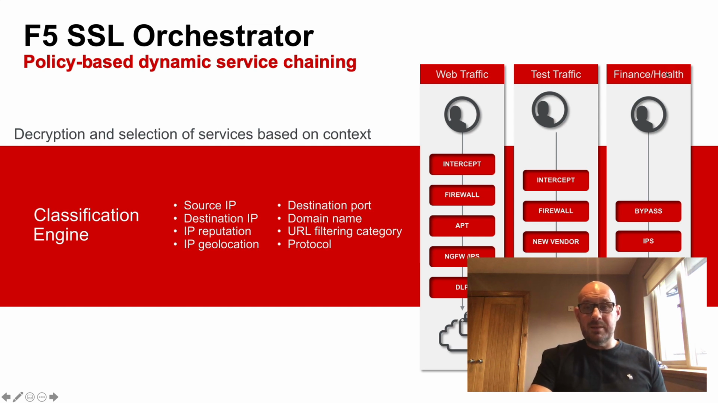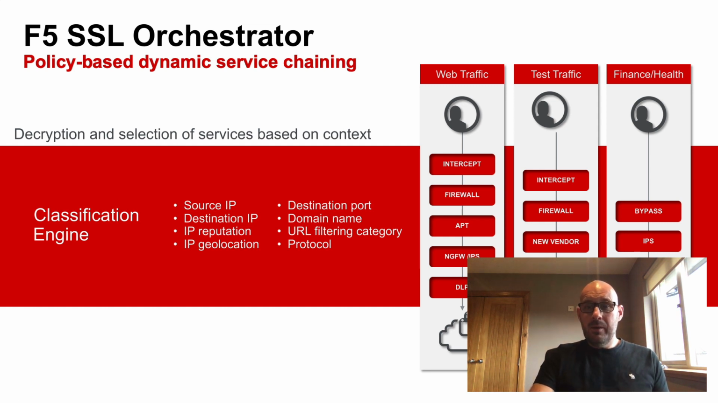Conversely, if we look at finance and health, most organizations will have a security policy that states that finance and health traffic should never ever be decrypted, because that's my banking details, it's my health details potentially, and we shouldn't open that up to inspection. So for finance and health, once we've categorized that flow of traffic, we bypass, we don't decrypt that traffic flow. In this example, we're only passing it through the IPS before sending it on its way to its destination.